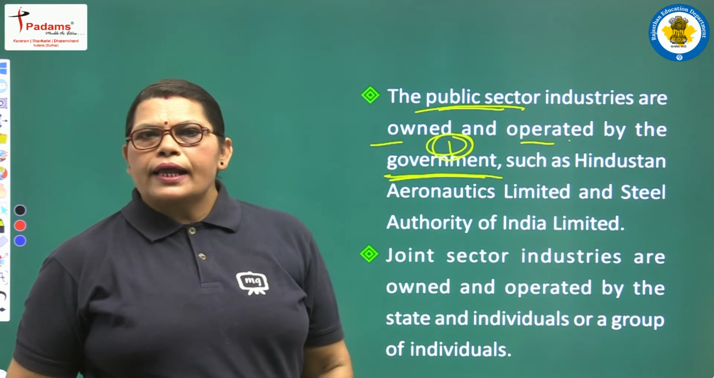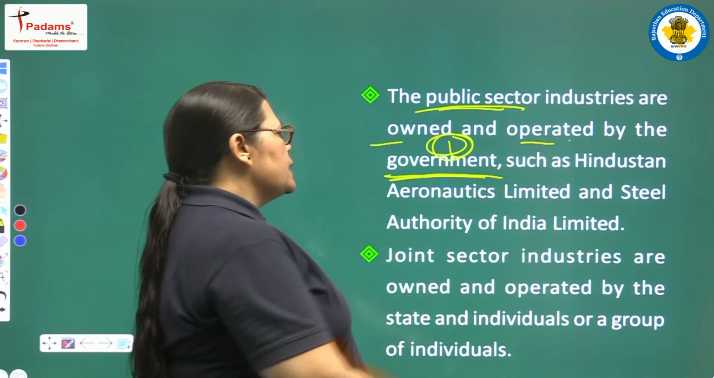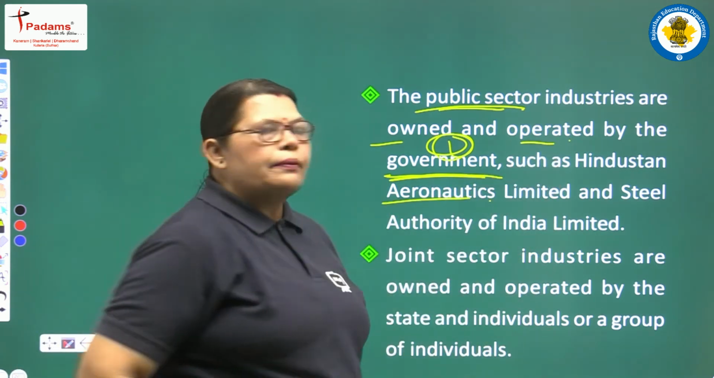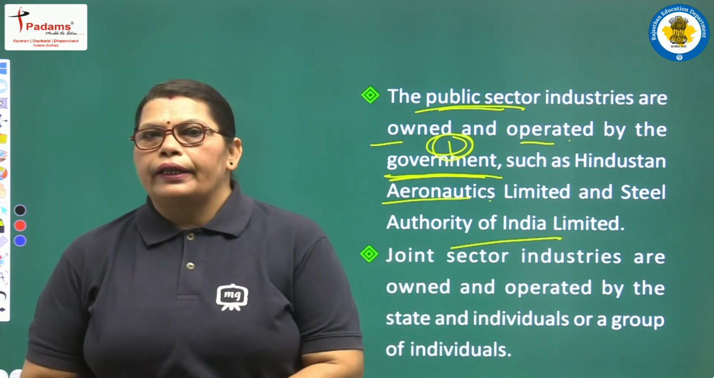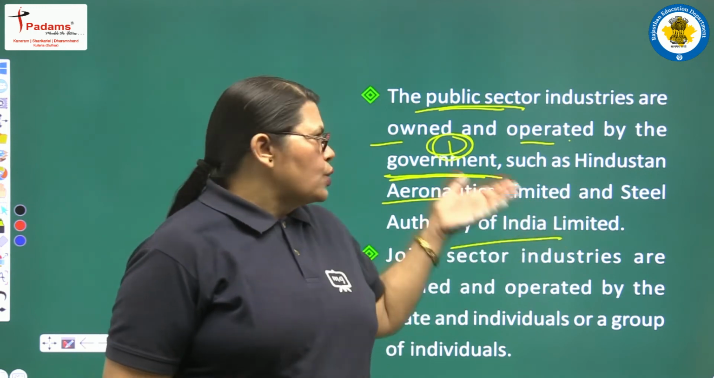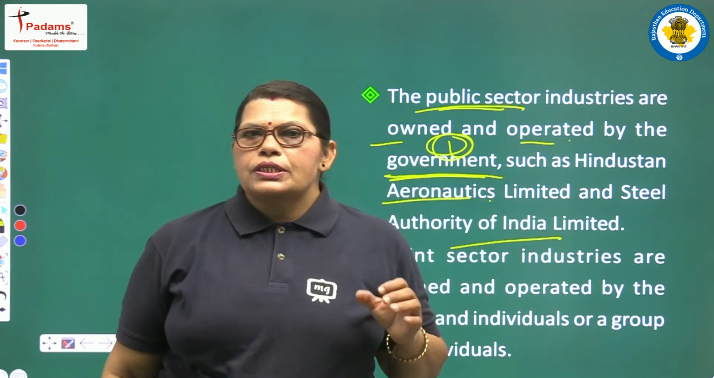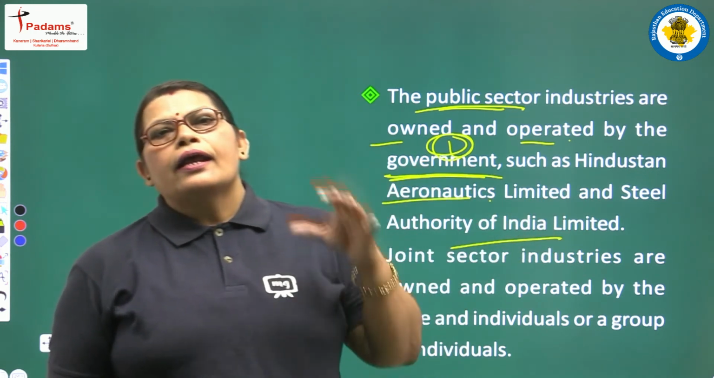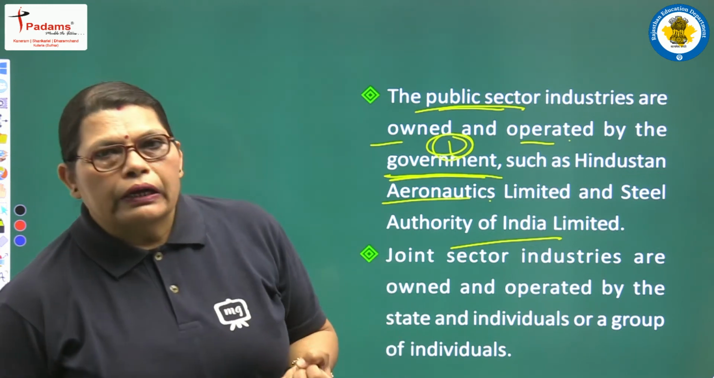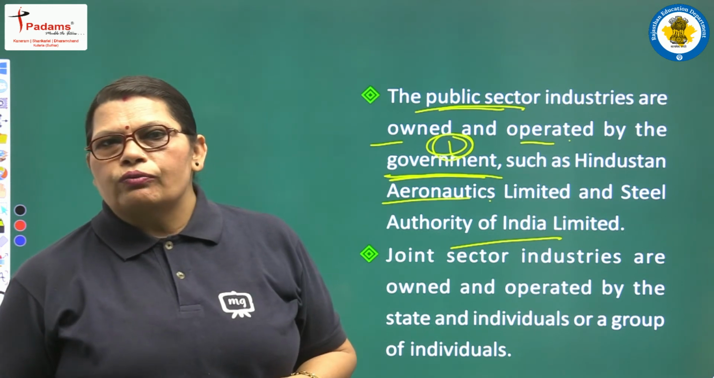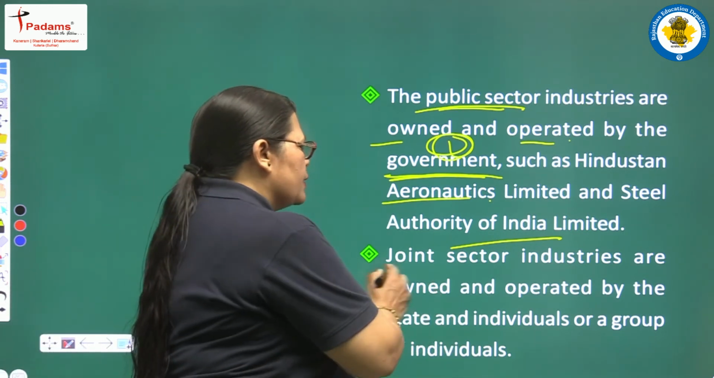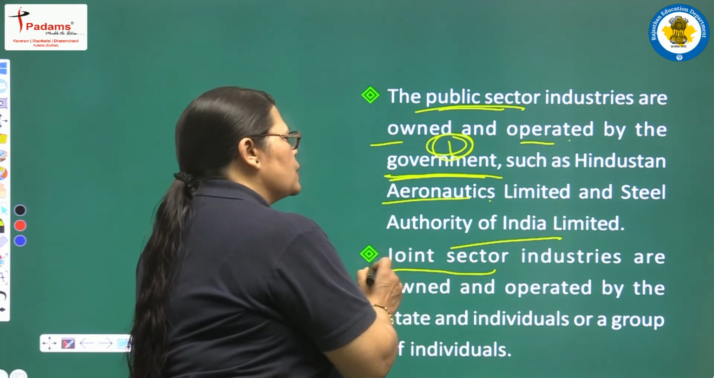Some examples are there, students. Examples are Hindustan Aeronautics Limited and Steel Authority of India Limited. These are examples of public sector industries, and public sector industries are held by the government. All this controlling is in the hands of the government. Some joint sector industries are also there.